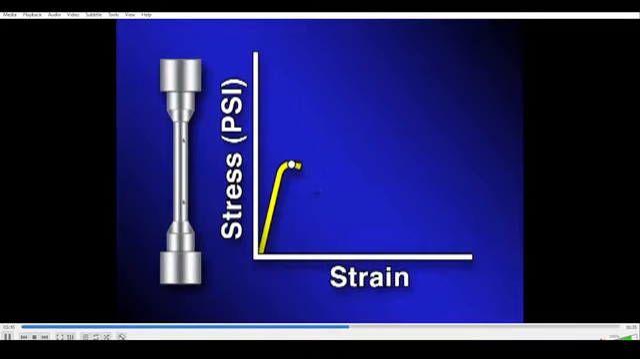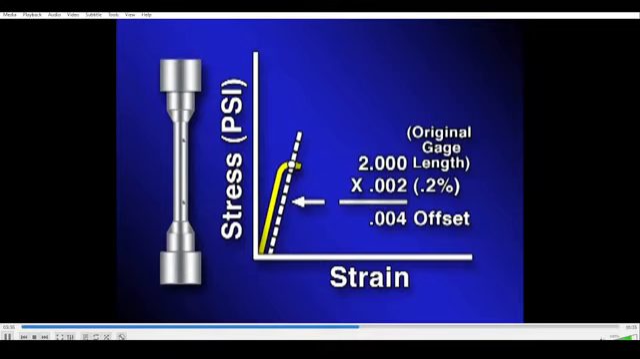The yield strength is determined by drawing a straight line parallel to the straight portion of the curve. This is described as an offset method, since the distance between the lines is a percentage of the original gauge length. For example, a 0.2% offset indicates that the distance between the lines is the 2-inch gauge length times 2 thousandths, which equals a distance of 4 thousandths inch. The point at which the offset line crosses the original curve is the yield strength.